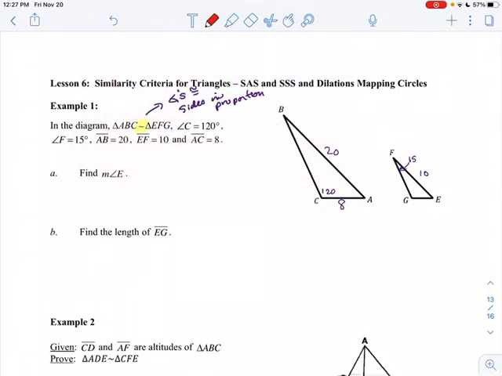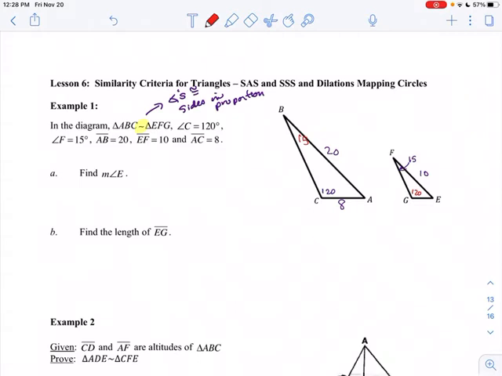So let me switch colors. I want to find angle E. Well, basically, if angle F is 15, that makes angle B also 15. And if angle C is 120, that makes angle G 120. Because remember, my angles are congruent. The corresponding angles are congruent to each other.